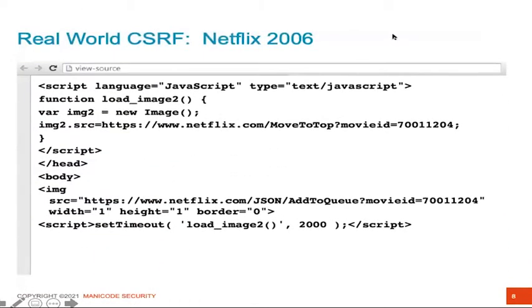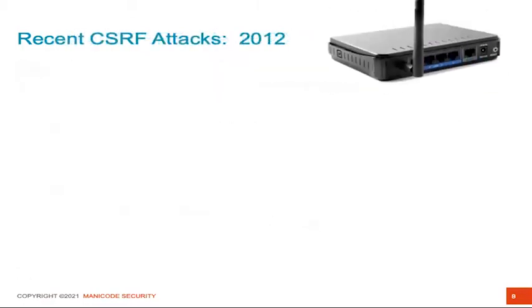Here's Netflix getting popped in 2006. I think this is just research and not like an active attack, but here's the body tag. Again, on an evil website while you're logged into Netflix with Remember Me, right? So we got the body tag. I'm gonna hit this. This is old school, right? Netflix, JSON API, add this movie to the queue, set timeout, wait 2 seconds, call load image 2, which takes that same movie and bumps it to the top of the queue, and now you're getting a DVD delivered that you never ordered, right?